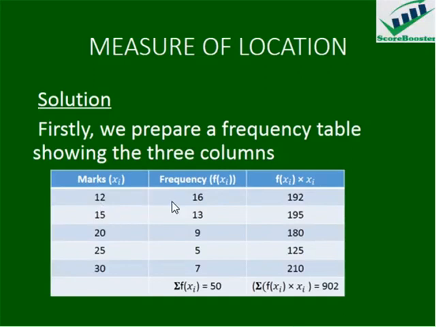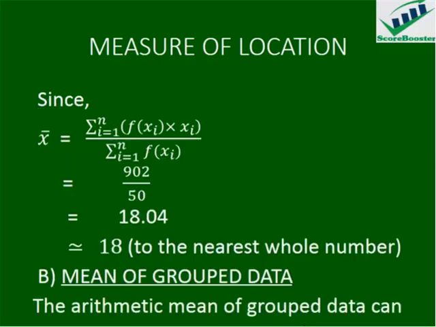So 12 multiplied by 16 will give 192, 15 multiplied by 13 will give 195, 20 multiplied by 9 will give 180, 25 multiplied by 5 will give 125, and 30 multiplied by 7 will give 210. So if this is added together, we have 902, which is equal to adding each number in the set of data to one another. So now here we use the formula given for mean.